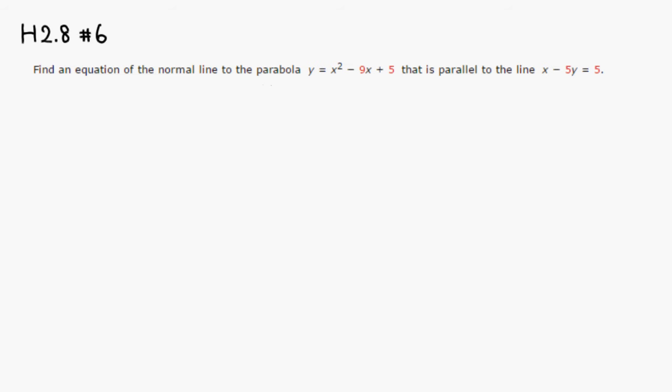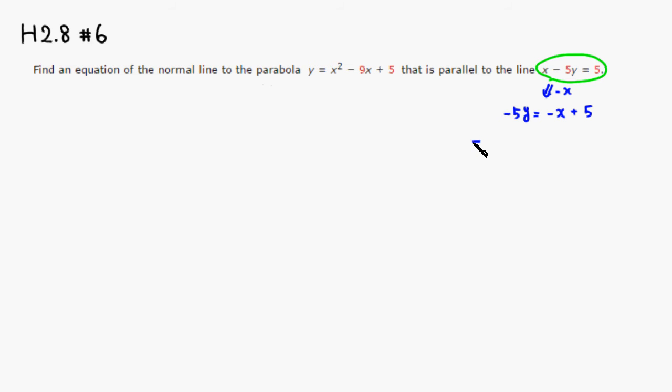Since it's parallel to this given line, we just have to find the slope of that, and it's going to have exactly the same slope. So here, I'm going to rewrite it. First, I'm going to subtract x. Then you have negative 5y is equal to negative x plus 5.